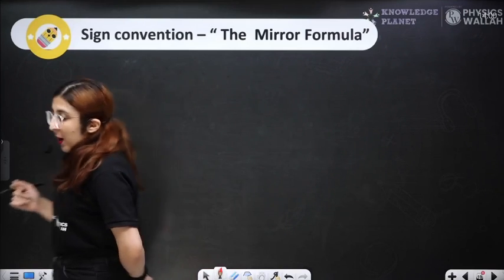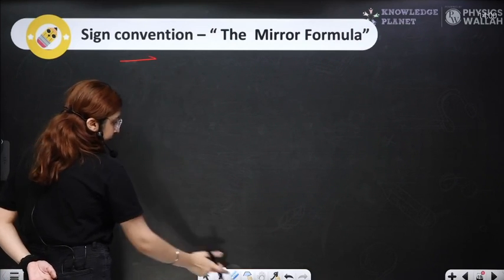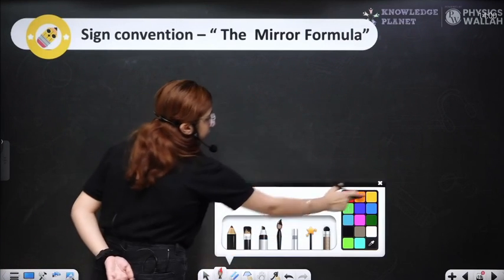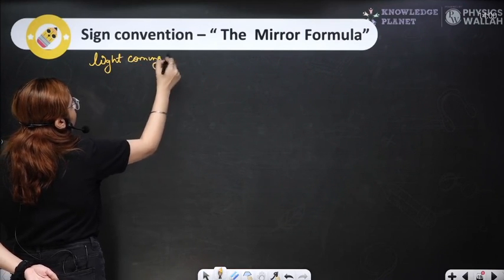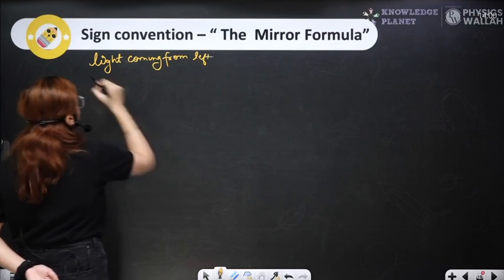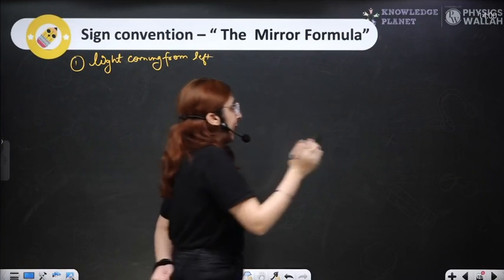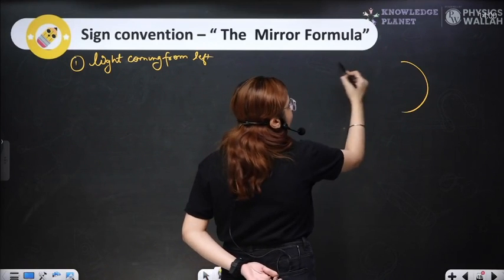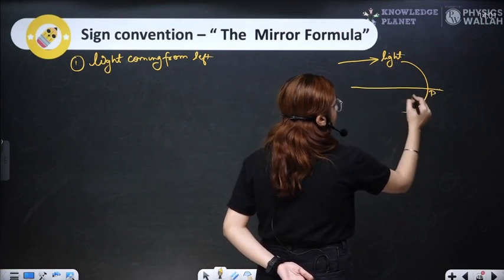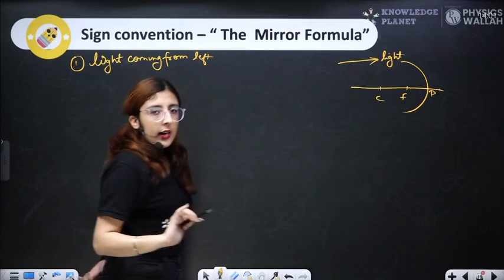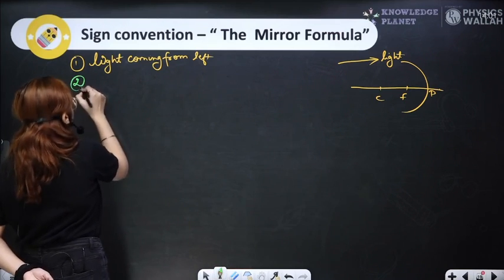So let's start. The first thing in the sign convention is to always take the light as coming from left. That means whenever a numerical comes, you have to draw a dummy diagram, like if the numerical is of a concave mirror, and on the top write light coming from left. Let's say pole, focus, center of curvature. The second thing is always measure the distance from pole.